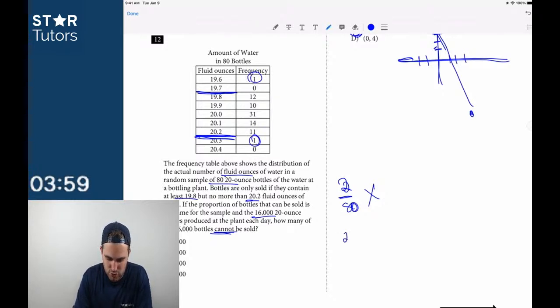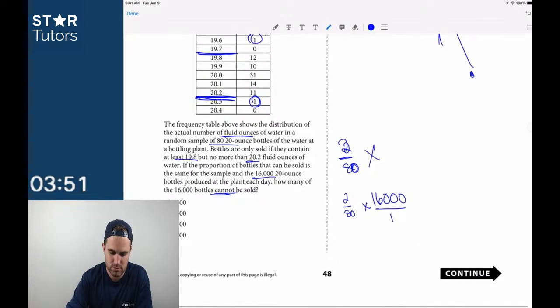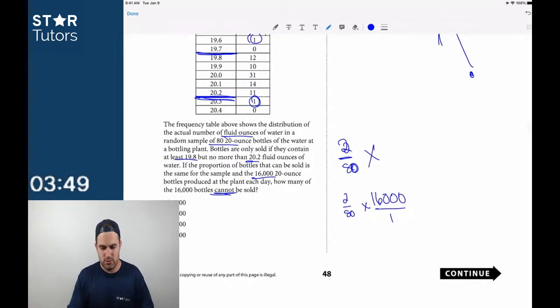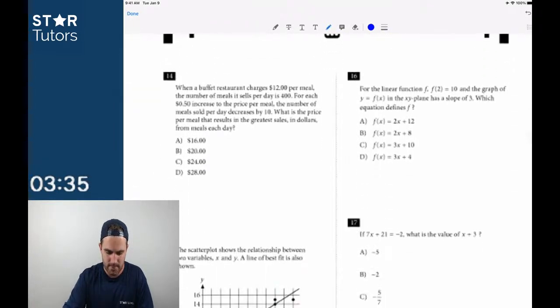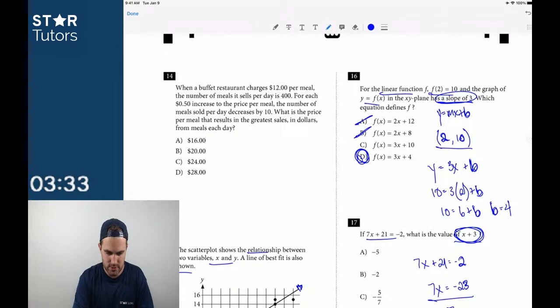Okay, so that means 2 over 80 times 16,000 over 1 is equal to what? Well, I guess 1 over 40 times 16,000. I hope my calculator says 400. 12 is C, 12 is C. Keep going, do we get these ones? Nope, we didn't do 14.